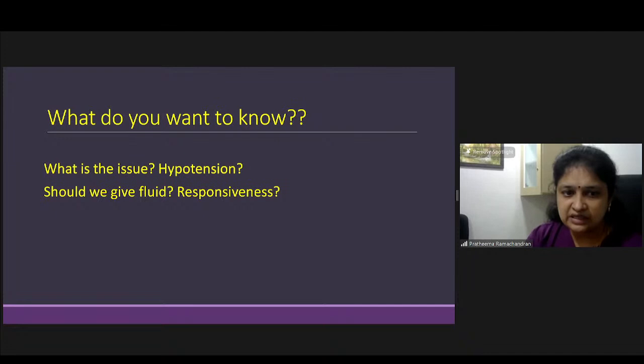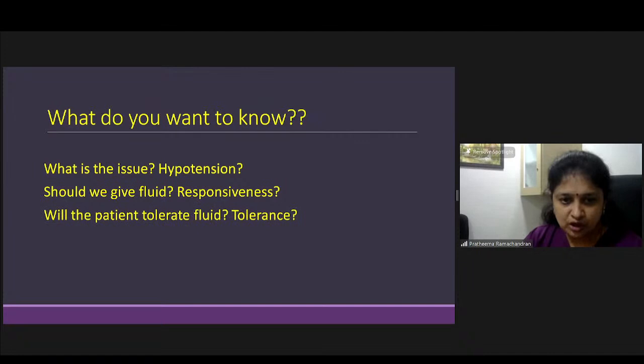When we just do it, this is what goes in our mind. Should we give fluid? Is the patient going to respond to fluid? How do we know? We do not know without any monitoring. And will the patient tolerate fluid? Okay, the patient is breathless or the patient is in shock. Maybe it is a cardiogenic shock. We don't know.